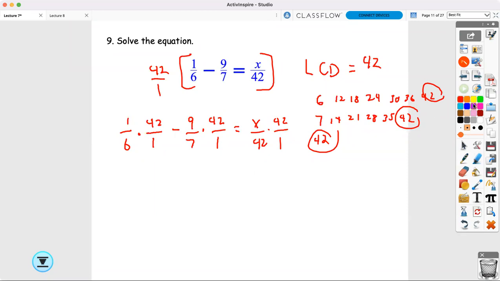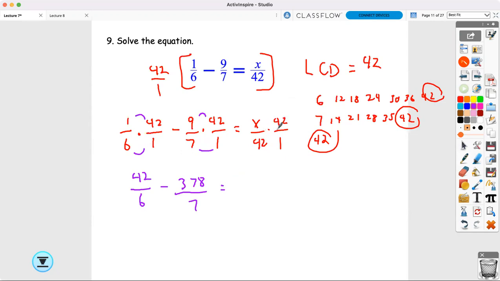Well, remember the rules. We're going to do the top with the top. So 1 times 42 is 42. 6 times 1 is 6. So it's 42 over 6, minus 9 times 42. Well, 9 times 42 is 378. Now remember, you're not expected to be a calculator, so always double check, which I'm doing right now. 42 times 9 is 378, so I'm good. Over 7 times 1, right? 7 times 1 is 7, equals.